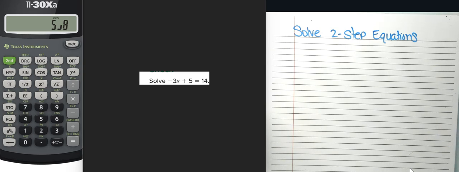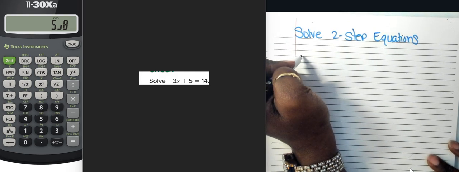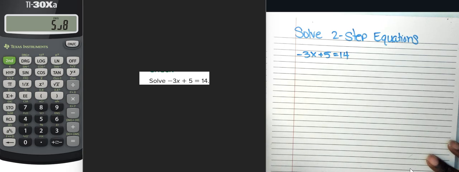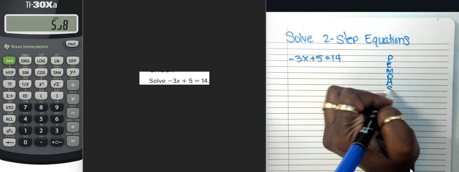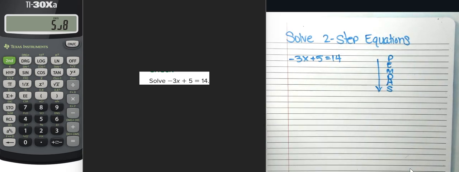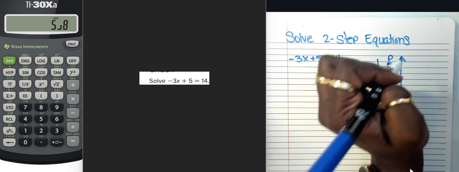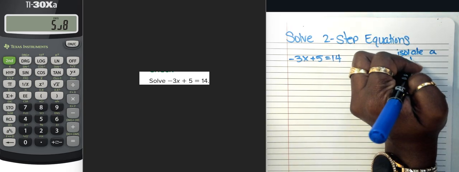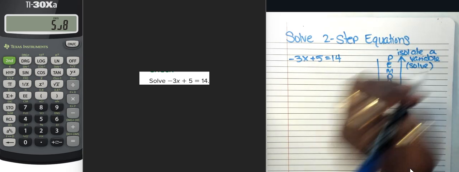All right, so we're working on another example where we are going to use two steps for us to solve an equation. All right, so we have negative 3x plus 5, and we're going to say that that is equal to 14. So remember PEMDAS, and in our other video, we talked about how to use PEMDAS when we are solving for an expression. And we also know that we can use PEMDAS in reverse to isolate a variable. In other words, we're going to solve for the variable.